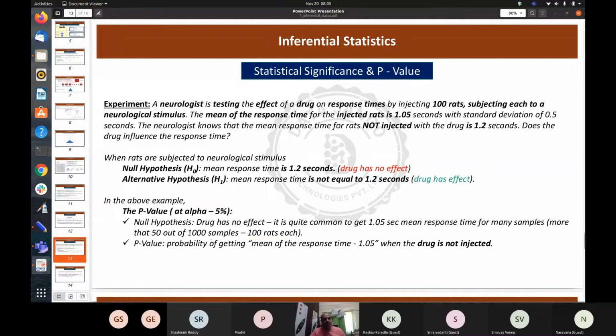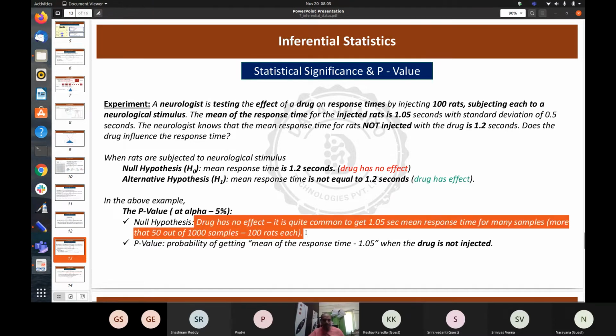So out of 1000 samples, each of 100, more than 50 are getting 1.05 seconds. That's what the statement says statistically. Did you get this statement? Did you understand this statement? Yes.